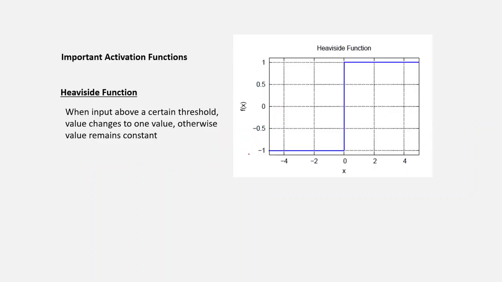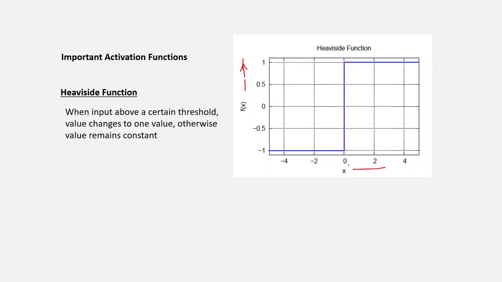So the easiest among them is the Heaviside function, where whenever the input crosses a particular threshold value, the output value of the neuron changes from one value to the other, and otherwise it remains constant. So this is a graphical illustration of the Heaviside function, where the y-axis determines the value of the function and the x-axis determines the value of x.